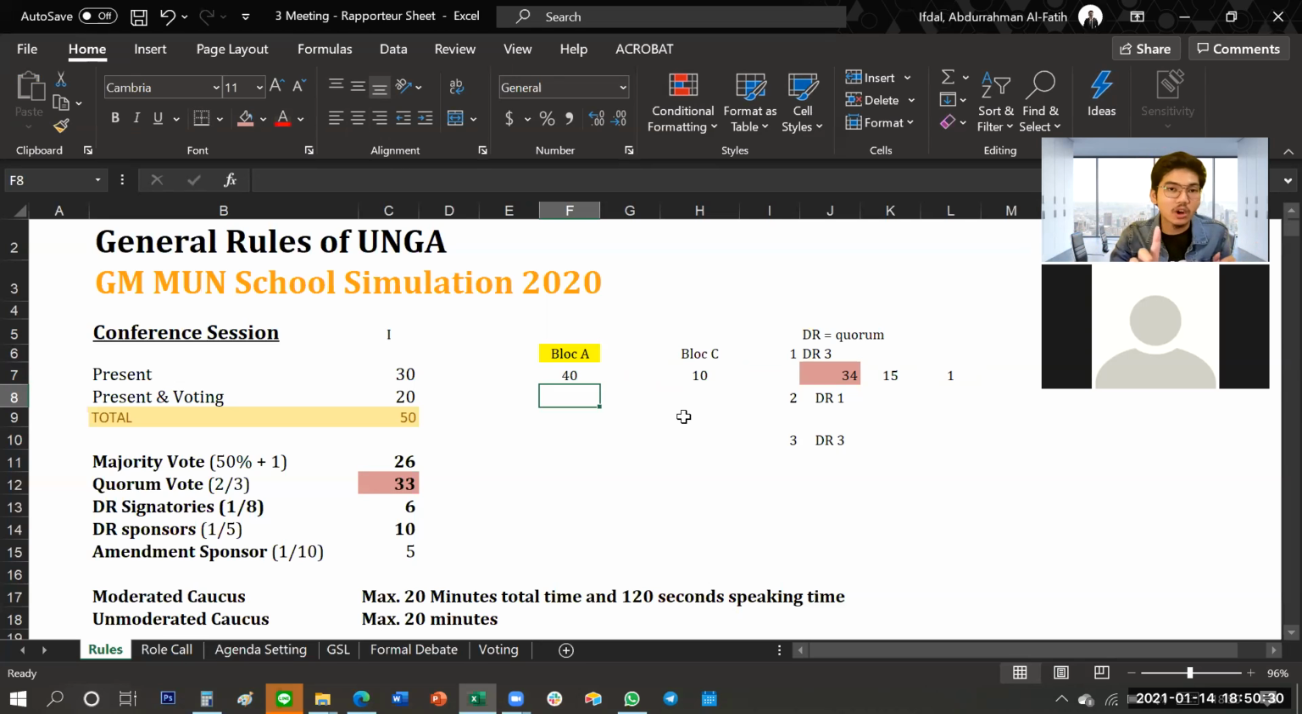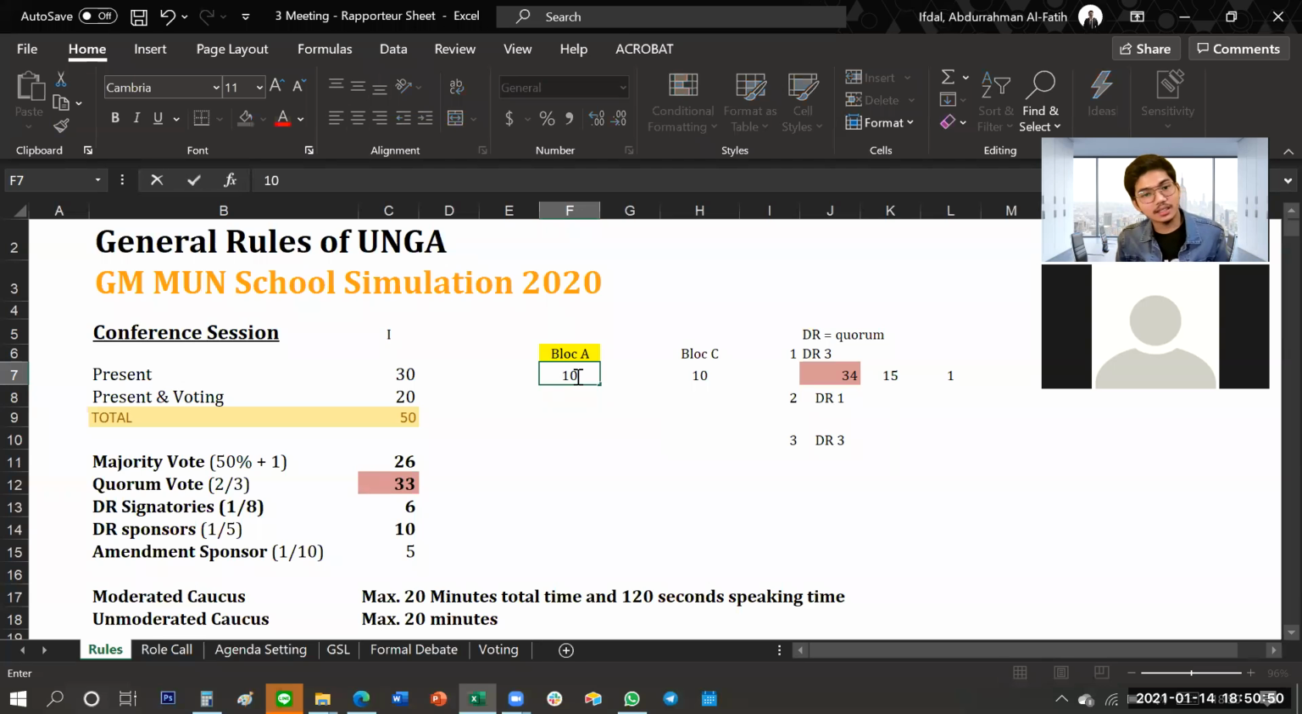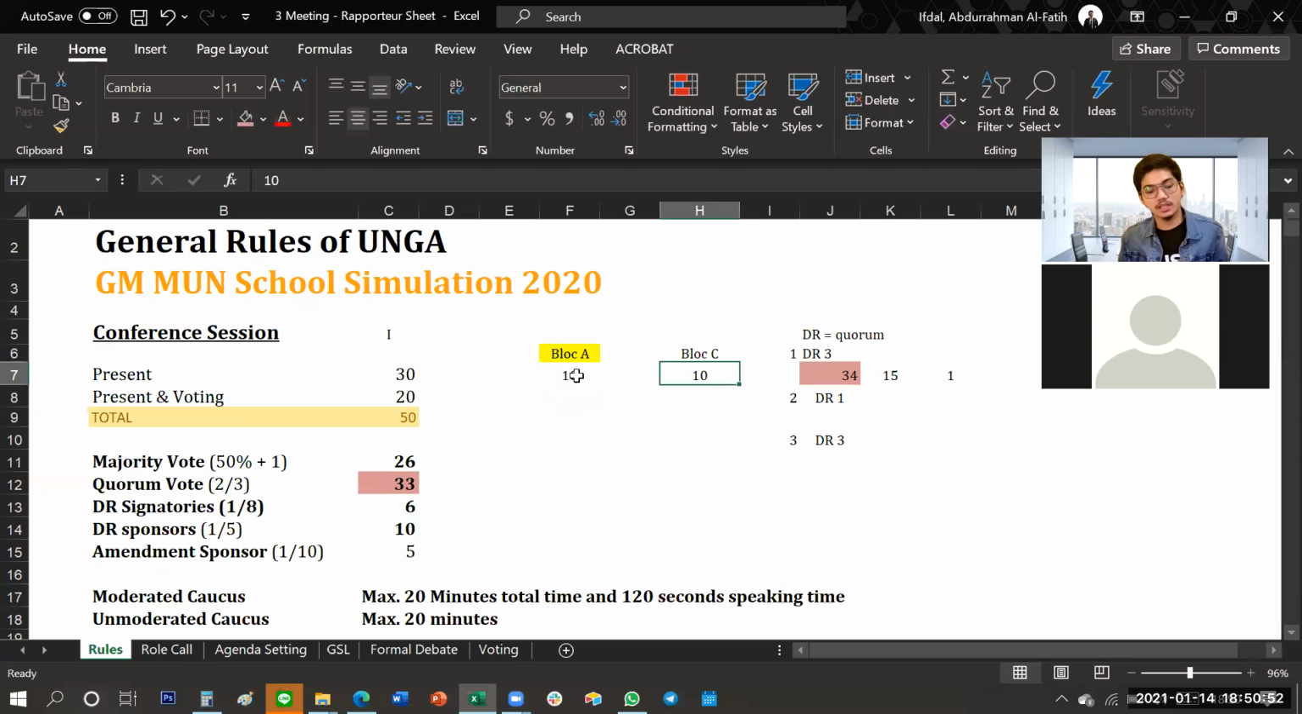But remember, this is only the number of delegates who choose to be with Block A. It does not mean that all of these 40 delegates will still be on Block A's side in the voting process, because in the voting process, it can happen that it reverses. For example, Block A in the voting process, only 10 delegates vote for Block A's draft resolution and 40 delegates vote yes for Block C's draft resolution. Can it happen? It definitely can happen.